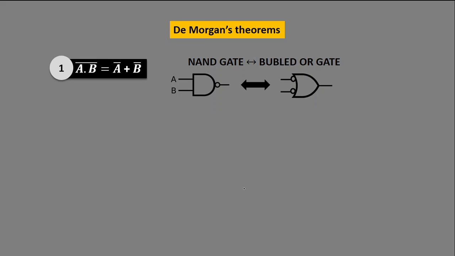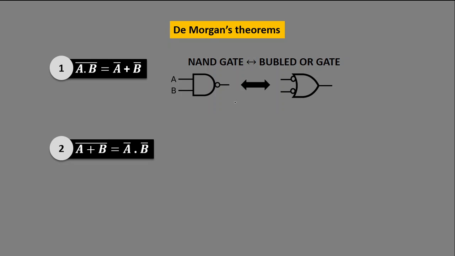This is the NAND gate's diagram, right? And this is the bubbled OR gate's diagram. These two diagrams are equivalent. These two diagrams being equivalent means both are going to create the same output. Therefore, they are called equivalent. So this is the first law: complement of AND is equal to the OR of the complemented individual inputs.